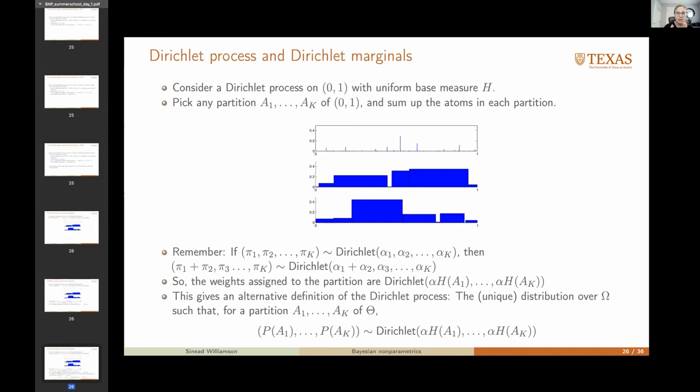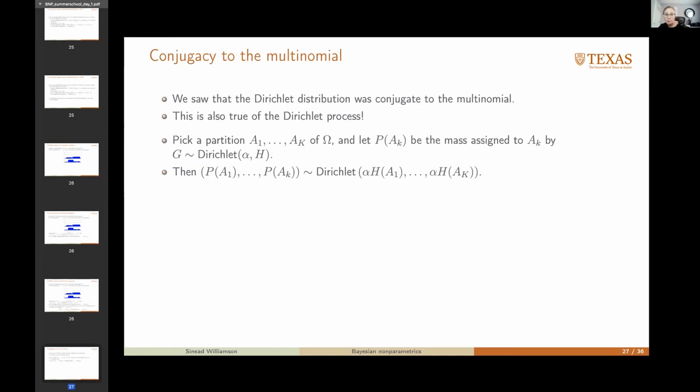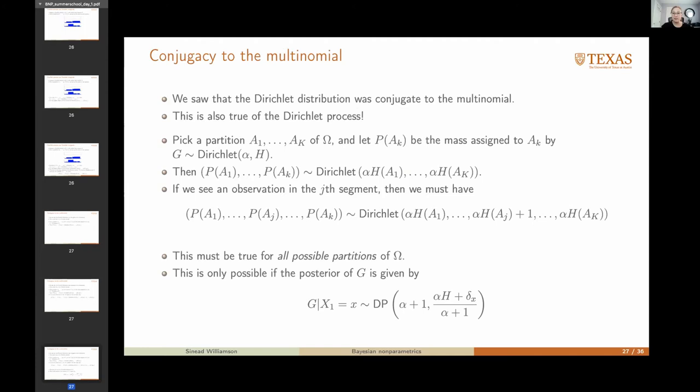So this gives us an alternative way of thinking about the Dirichlet process. It is the distribution that gives us Dirichlet marginals for every partition. But also more importantly, it allows us to consider what the posterior distribution is. So wherever I sample an observation, I know that the posterior in that partition is going to be plus one. The only way that this can work is if my posterior distribution is also a Dirichlet process, right?